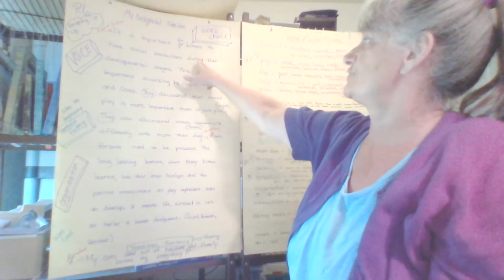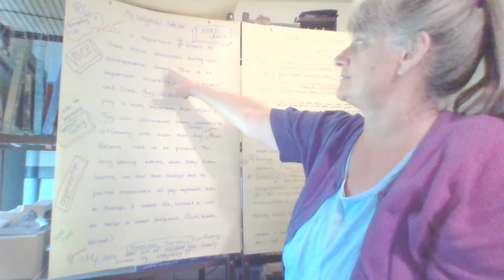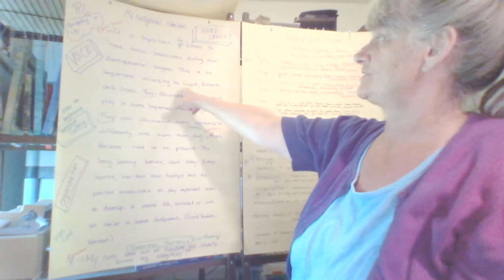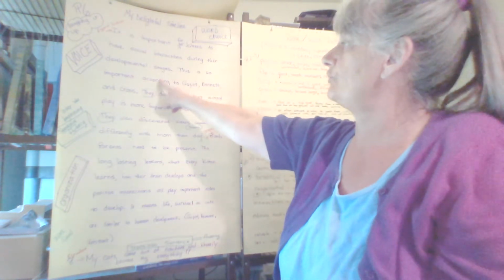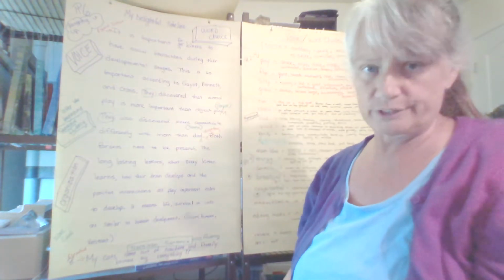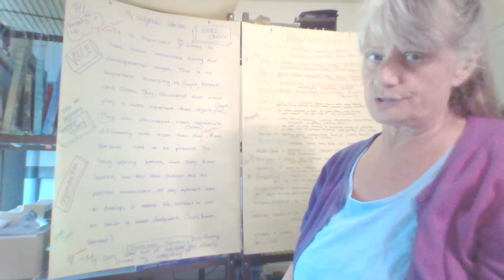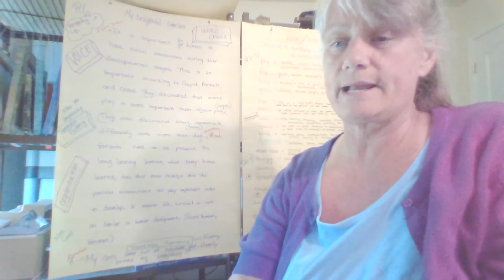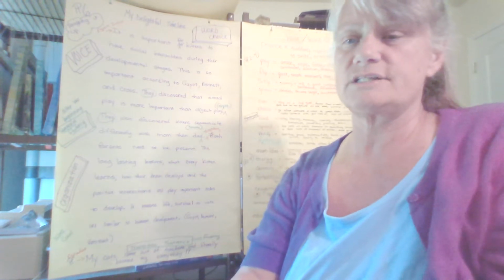It is important for kittens to have social interactions during their developmental stages. Solid sentence. This is so important according to Goyette, Bennett, and Cross. I've cited my source so I don't have to put it in parentheses. I said it, this is so important according to. Anytime you put according to or reference your source, you are not plagiarizing, so you're okay. So since you're not plagiarizing, then you can continue on.